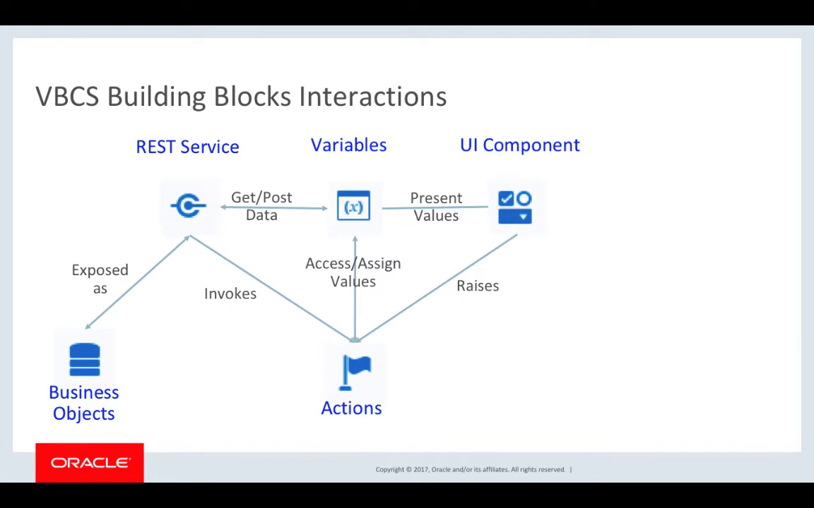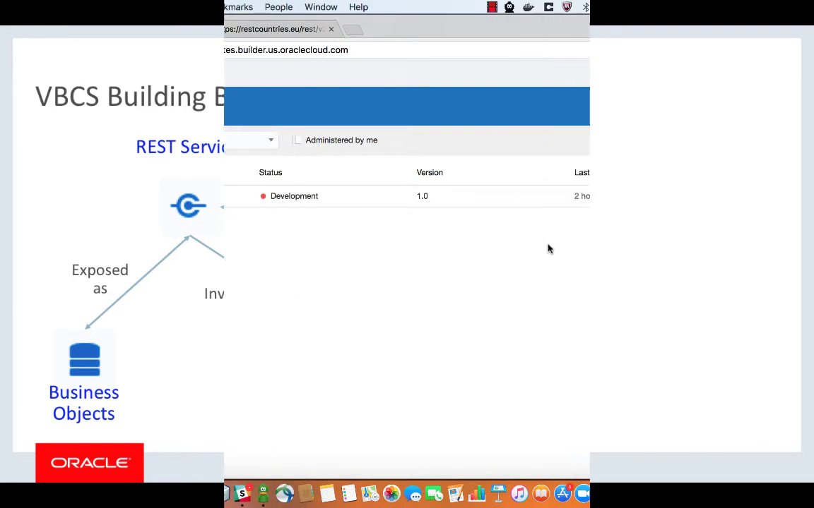presents that value. UI components can raise events, and those events are handled by actions. Actions have access to the variables and can then invoke REST services and pass variables to them, or get values from REST services and put them into variables. So those are the basic components. Now let's see an explanation of this by looking at actual development.